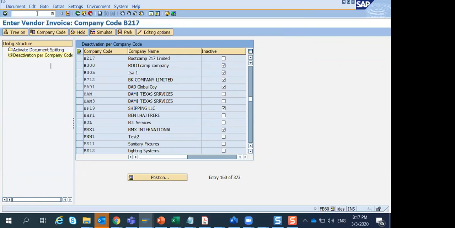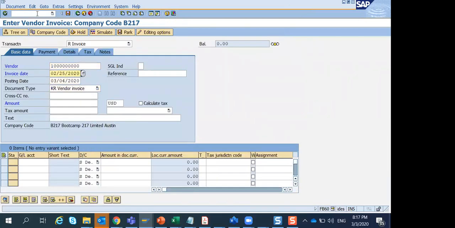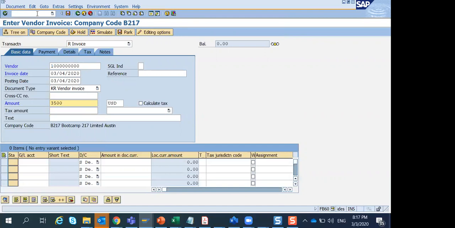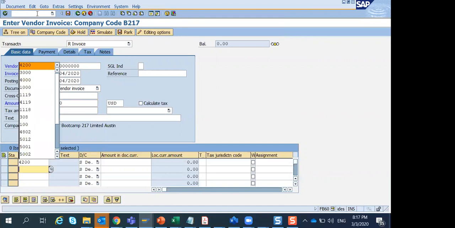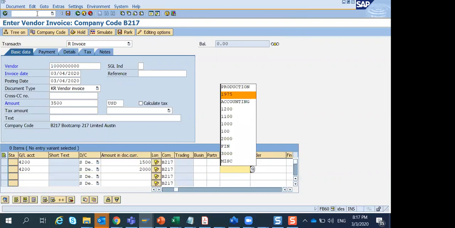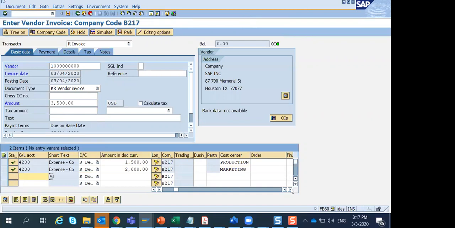FB60. I'm going to do the exact same transaction again. $3,500, same GL accounts, 1400 and 4200, and here you're going to see 1500, and the other one is going to be 2000. It's exactly the same profit centers we had earlier, so we're going to have market, production, and marketing. Once you do that, you need to make sure the profit center is actually there. Here are my profit centers. Let's save it.